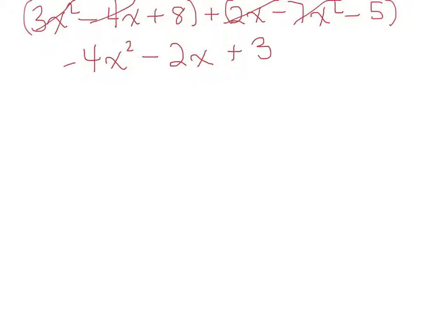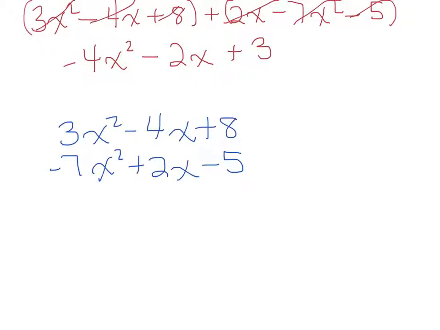Sorry about this handwriting. It's a little bit hard to write with this pen thing that I'm using. So it's going to look a little funny. But our answer when we're done is negative 4x squared minus 2x plus 3. And we can cross out those last constants if it makes you feel better.